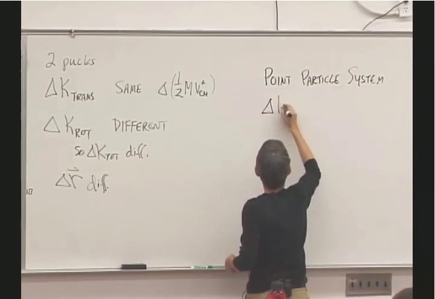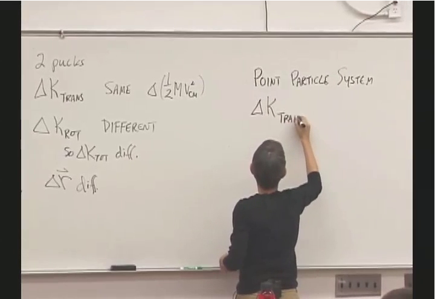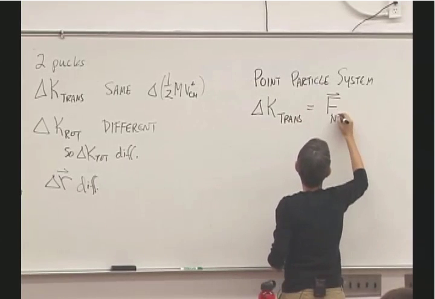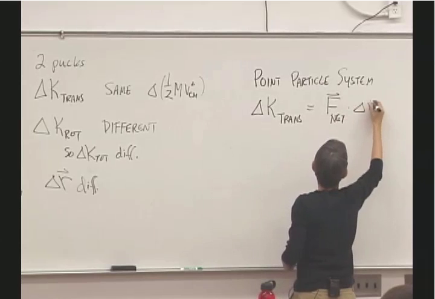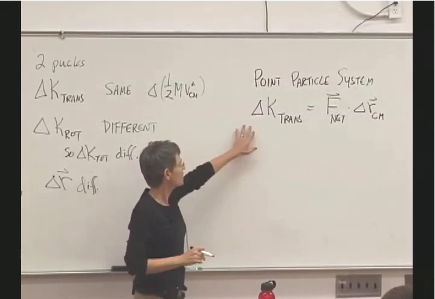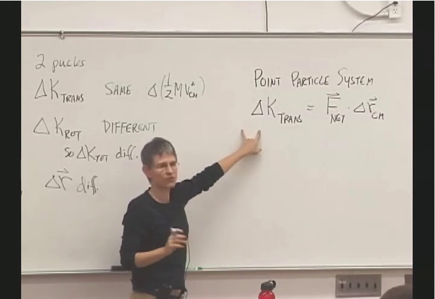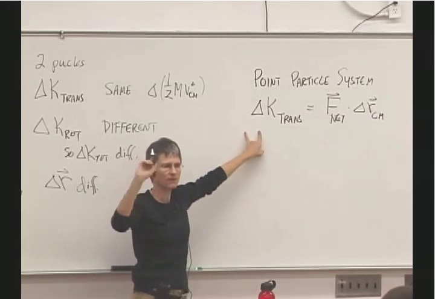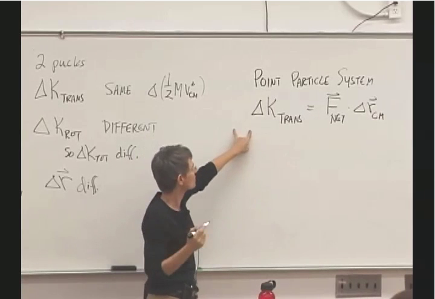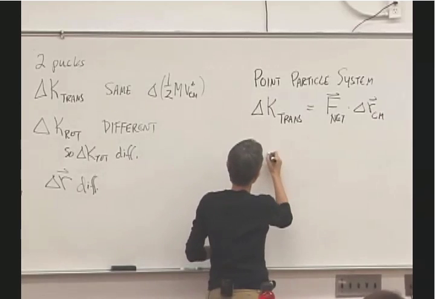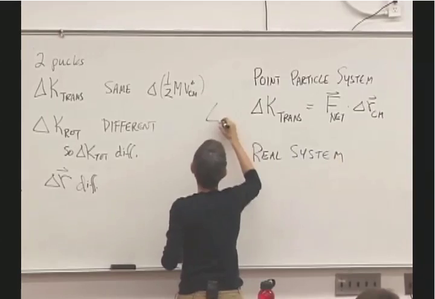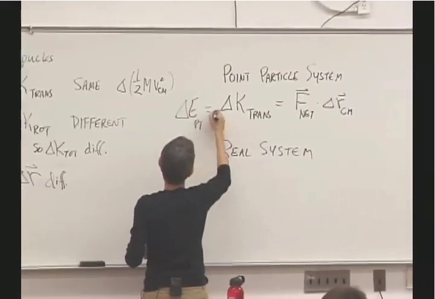the energy principle looks like this. The change in translational kinetic energy is equal to the net external force applied, the dot product of that times the displacement of the center of mass. And this is the energy principle, and the reason there aren't any other terms here is that a point particle can't do anything but translate. It can't rotate or vibrate or have internal energy. So that's what this is. The real system, though, is much more complicated. So this is delta E of the point system.